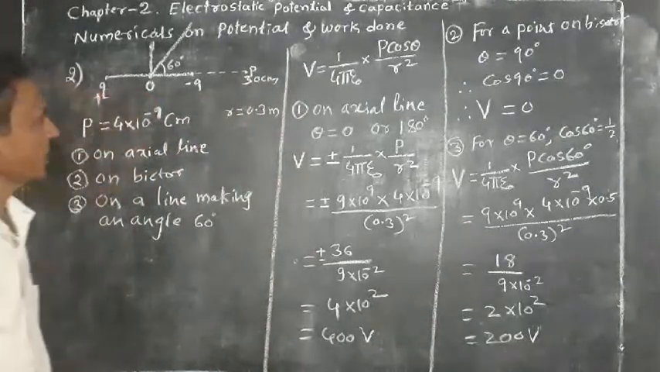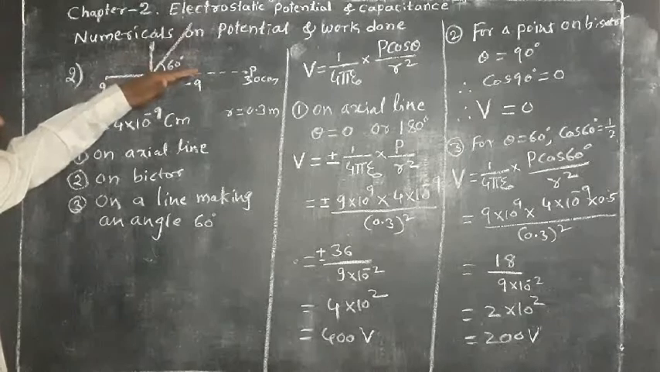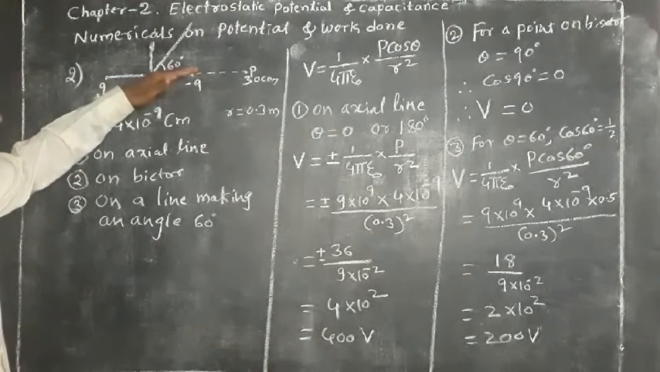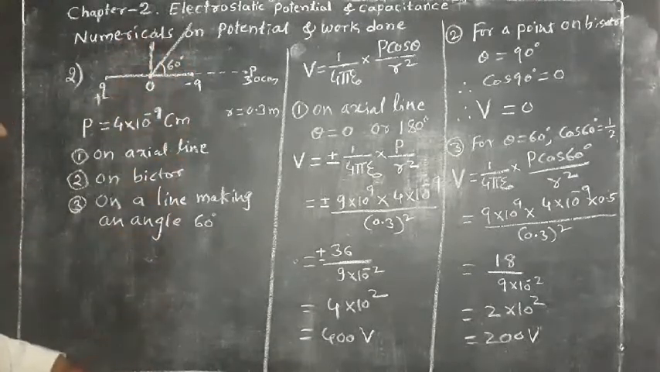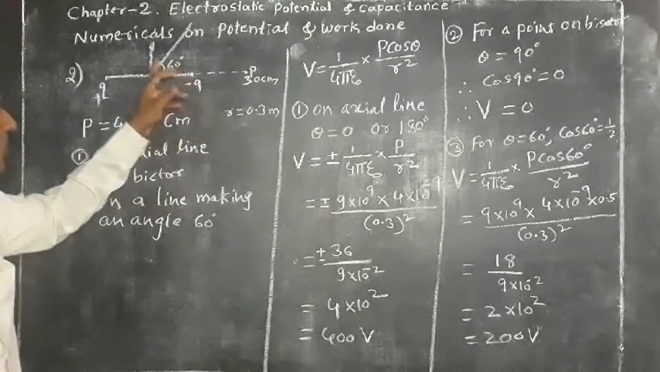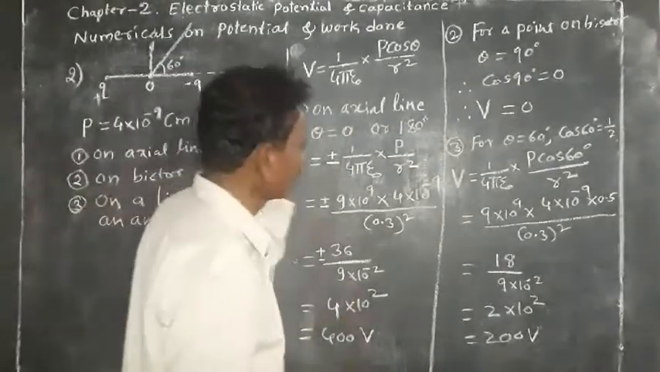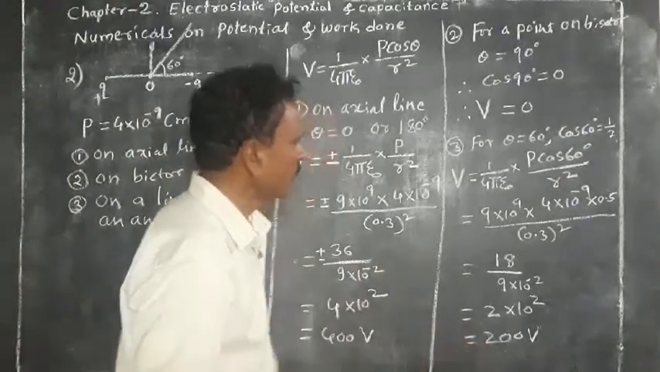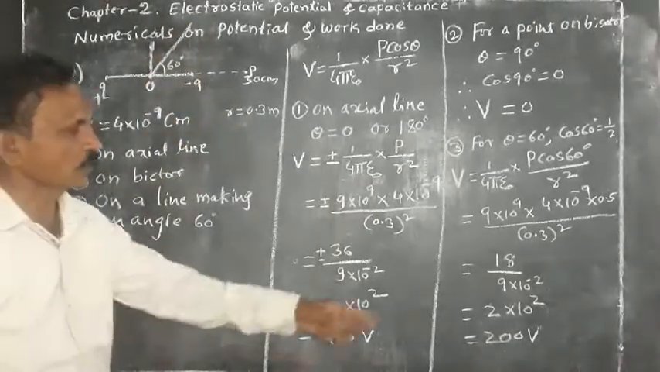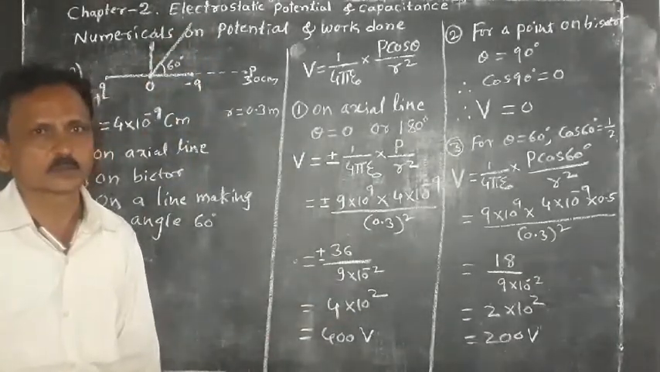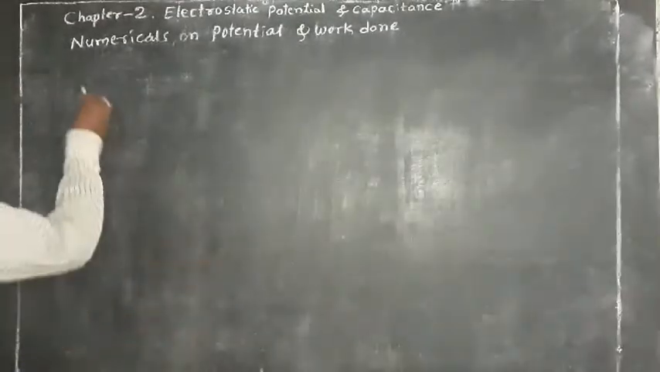And potential at any point on a line making an angle greater than 0 and less than 90 lies in between 0 and the maximum value, that is 400 and 0. Therefore, potential at a point on the line making an angle 60 degree is equal to 200 volt. Note down.